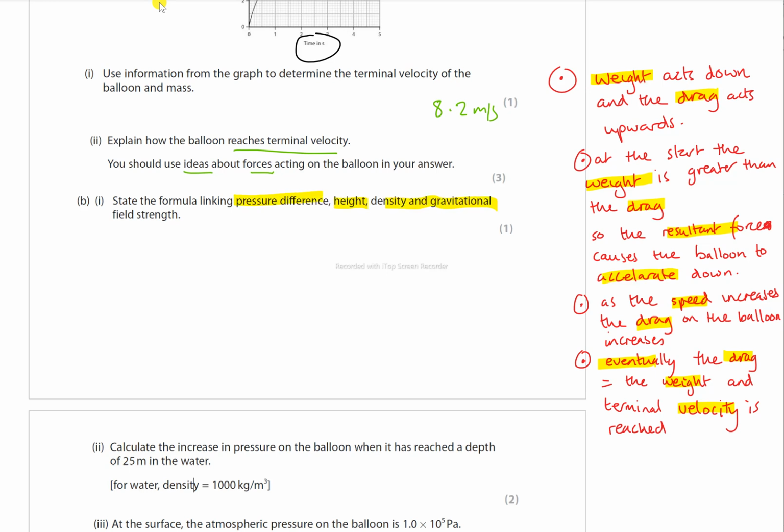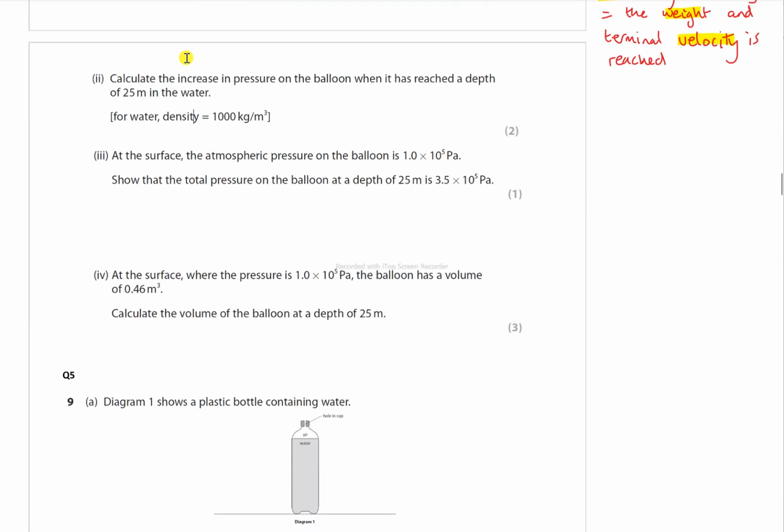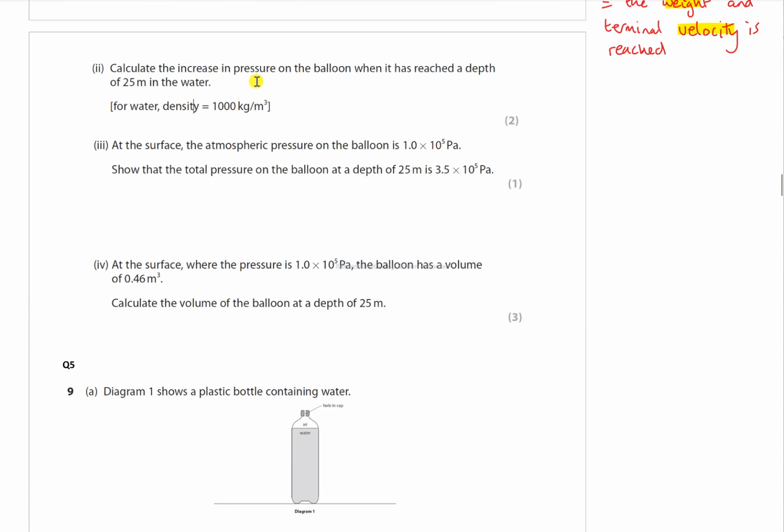Pressure, height, density, gravity. Okay, we've done this loads of times. So pressure is height times rho, which is density times gravity. So remember, this is a Greek letter. It's like a funny P. Okay, let's keep going. Calculate the increase in pressure on the balloon when it has reached a depth of 25 meters. So the density for water is that.